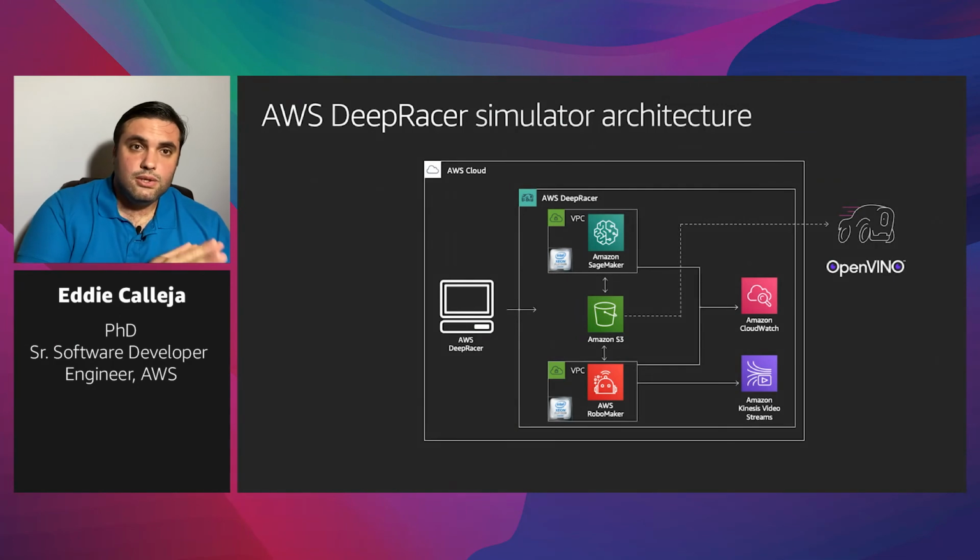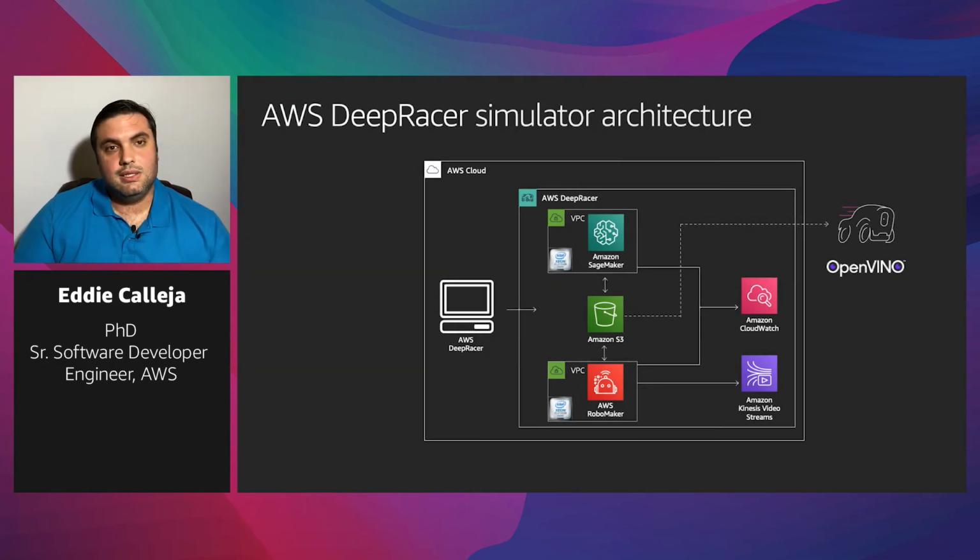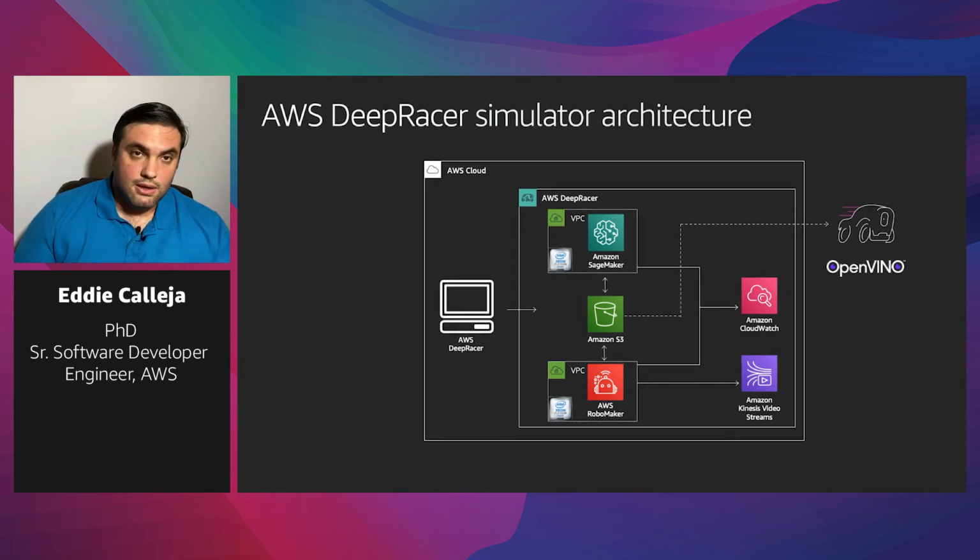Now, once you've trained your model, I should also mention that the instances that we used on RoboMaker and SageMaker are the Intel Skylake microarchitecture. And we do that because it has terrific performance for running and training these models while optimizing for cost as well.